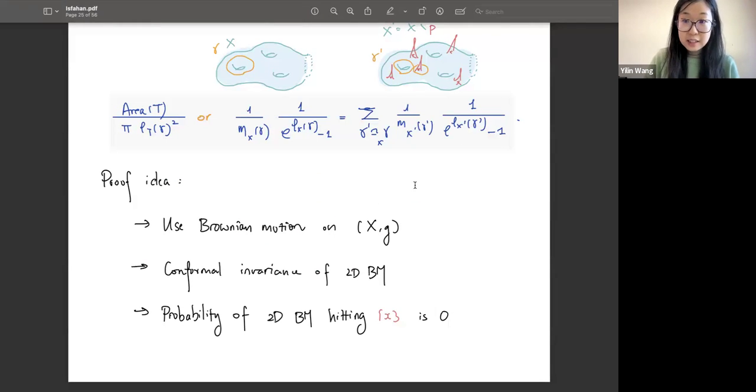And just recall it again here. So far, nothing is probabilistic. The proof of this identity comes from facts about Brownian motion on Riemann surfaces. I will introduce them. A very important fact of two-dimensional Brownian motion is that it is conformally invariant. And also the probability of two-dimensional Brownian motion hitting a single point is 0. Therefore, hitting a countable set is also 0. That's measure theory: if you have a countable union, the probabilities just add up.